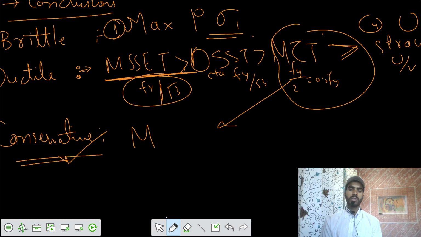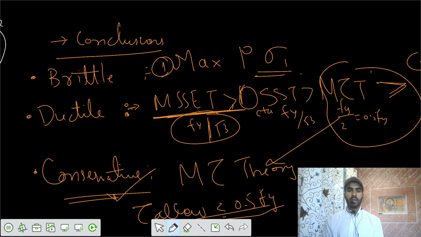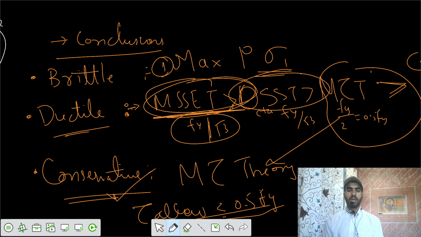Maximum shear stress theory is the most conservative theory, which says that allowable shear stress should be less than or equal to 0.5 Fy. Other methods would give you shear stress more than that, or equal to the strength. So this method gives you more conservative results. But if you want to design, you can prefer this one also for the shear stresses. So this is the end of the concepts behind those methods.